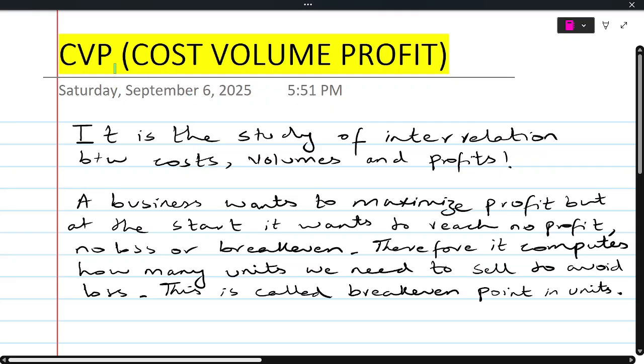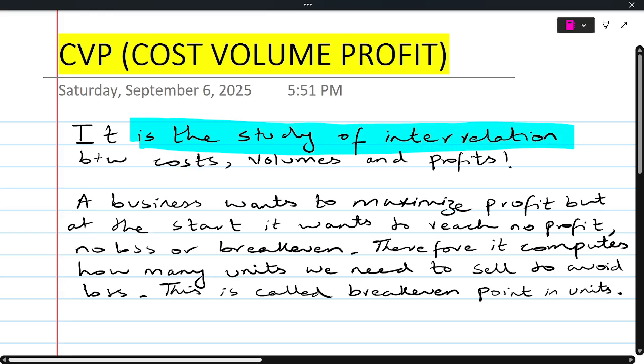Okay, so CVP, cost volume profit. First of all, we have to understand what is cost volume profit. So remember that cost volume profit is basically the study of interrelation between three things: costs, volumes, and profits. It's the study of interrelation between cost, volume, and profits, right?